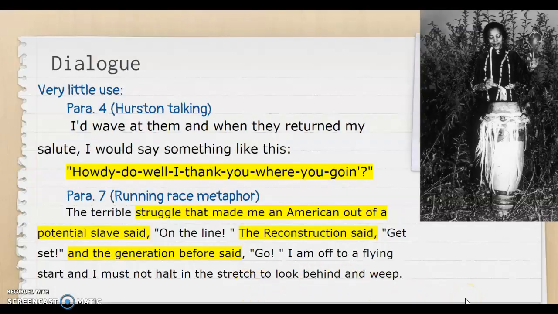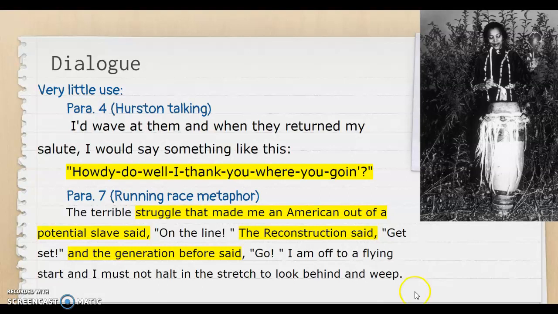She also uses dialogue, but not very much of it. You'll see that there's very little use throughout the whole text. In paragraph 4, she's talking. She says, I'd wave at them, and when they return my salute, I would say something like this: how do you do? Well, I thank you, where you going? And this dialogue, written in the way she would have said it, all smushed together into one sentence, is just a way for her to share with us how precocious she was as a child and how curious she was about the tourists driving through town.